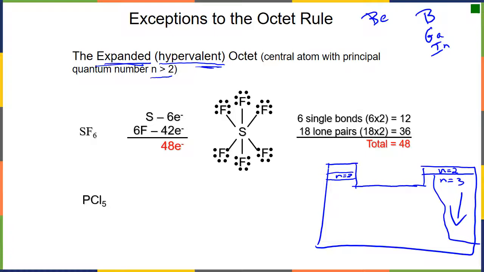So it's a really short list of elements. It's going to be things like phosphorus and sulfur and chlorine. Argon doesn't tend to do it.